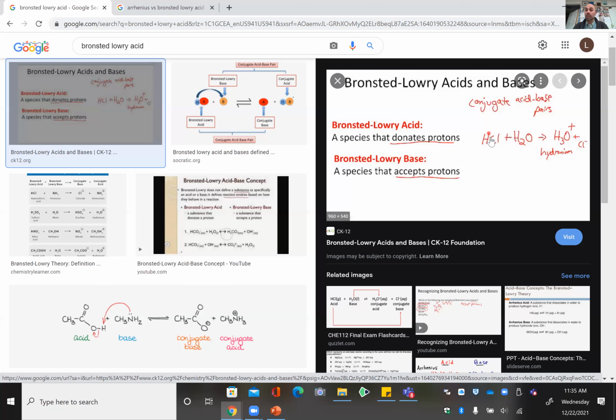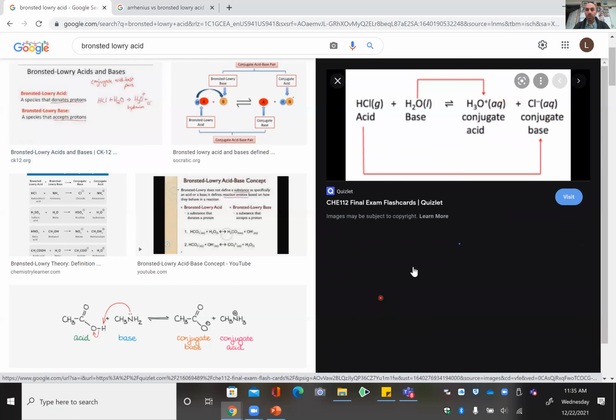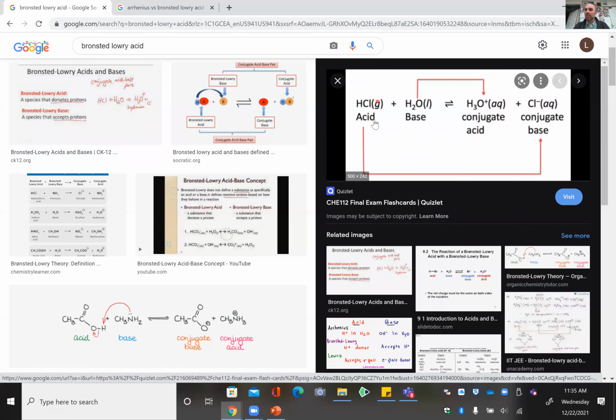The same thing with HCl. This was the Bronsted-Lowry acid. Now Cl- could accept a proton and become a Bronsted-Lowry base. Again, acid-base pair. So what I'd like you to understand here is that if something is an acid to begin with, it's going to have a conjugate base. If something is a base to begin with, it's going to have a conjugate acid. And those are the pairs.